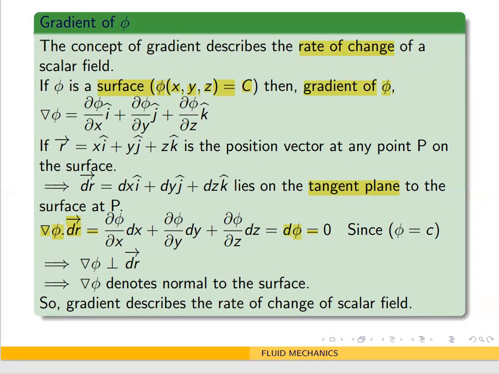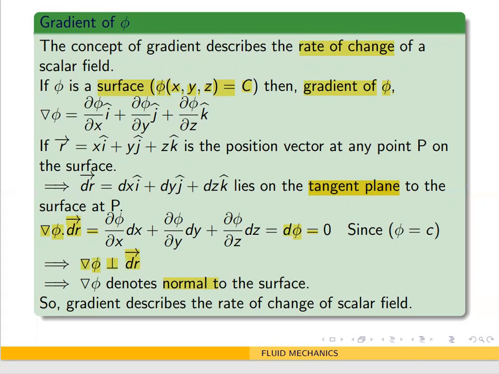When the dot product of two vectors is equal to 0, we know that the first vector is perpendicular to the other vector, right? The first vector here is gradient phi. So gradient phi is perpendicular to dr. And where is dr? Dr is along the tangent plane, right? So, since gradient phi is perpendicular to dr, gradient phi will be along the normal to the surface. So gradient phi denotes the normal to the surface, and this gradient describes the rate of change of the scalar field phi. That is about gradient of phi.